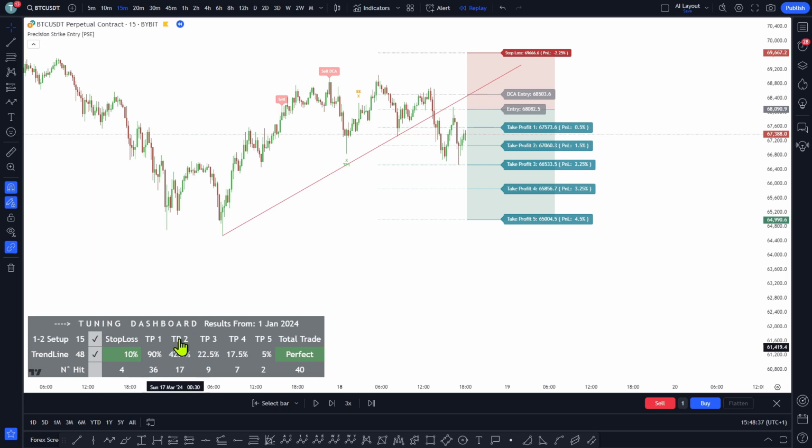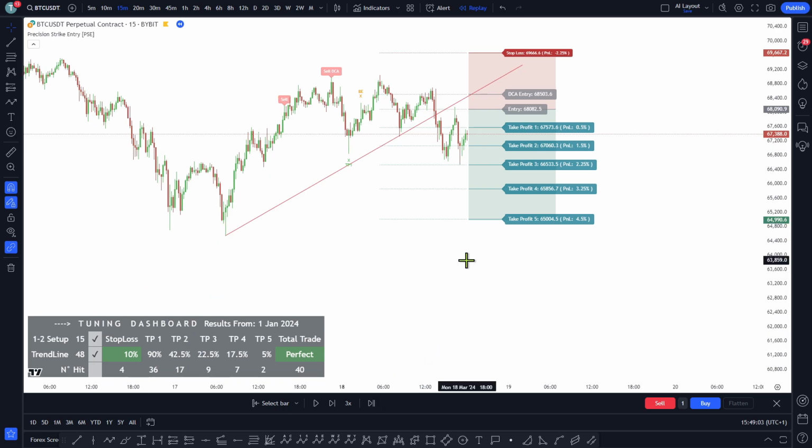We can see that today it's Monday 18th of March, so we are on replay mode, but if we look at the table, it shows us that it has analyzed the results from January 1st, 2024 until today, which is the 18th of March in replay mode, and with these specific settings, it has calculated 40 trades, of which only 10% went to stop loss.